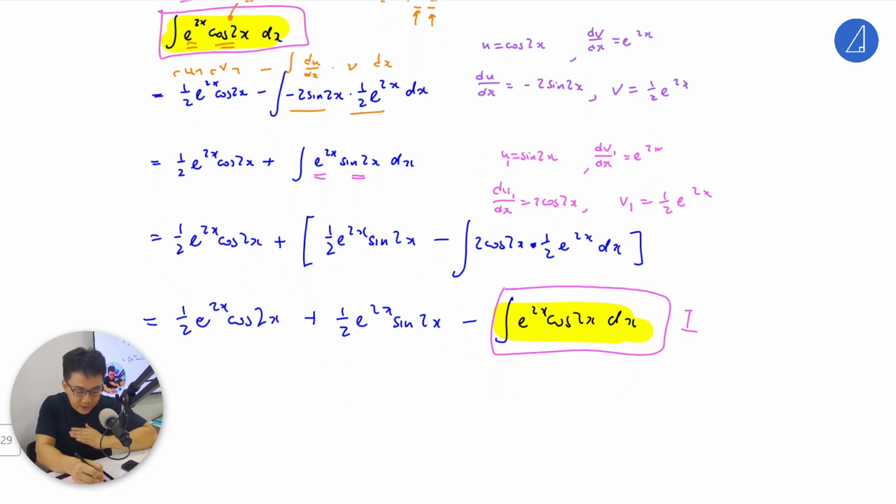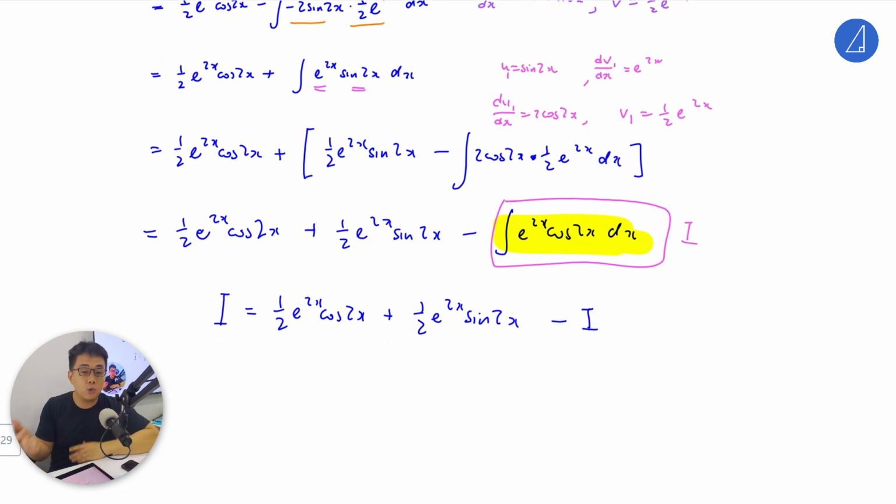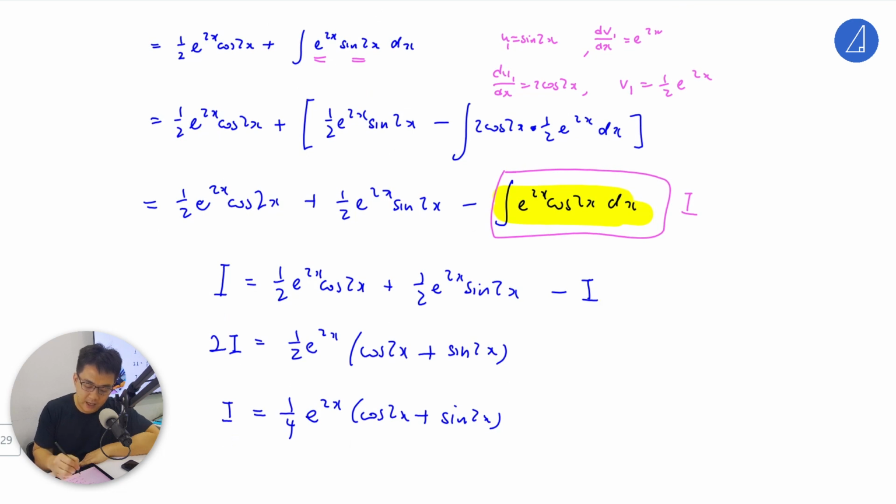So if you rewrite everything down nicely, you have I equals half e^(2x) cosine 2x plus half e^(2x) sine 2x minus I. Is that okay? Then essentially you want to solve for I. Move the I to the other side. So 2I is equal to half, I just factorize this out because it looks nicer, e^(2x) times cosine 2x plus sine 2x. Then I is equal to 1/4 e^(2x) times cosine 2x plus sine 2x. Obviously this I is what we let this I be.